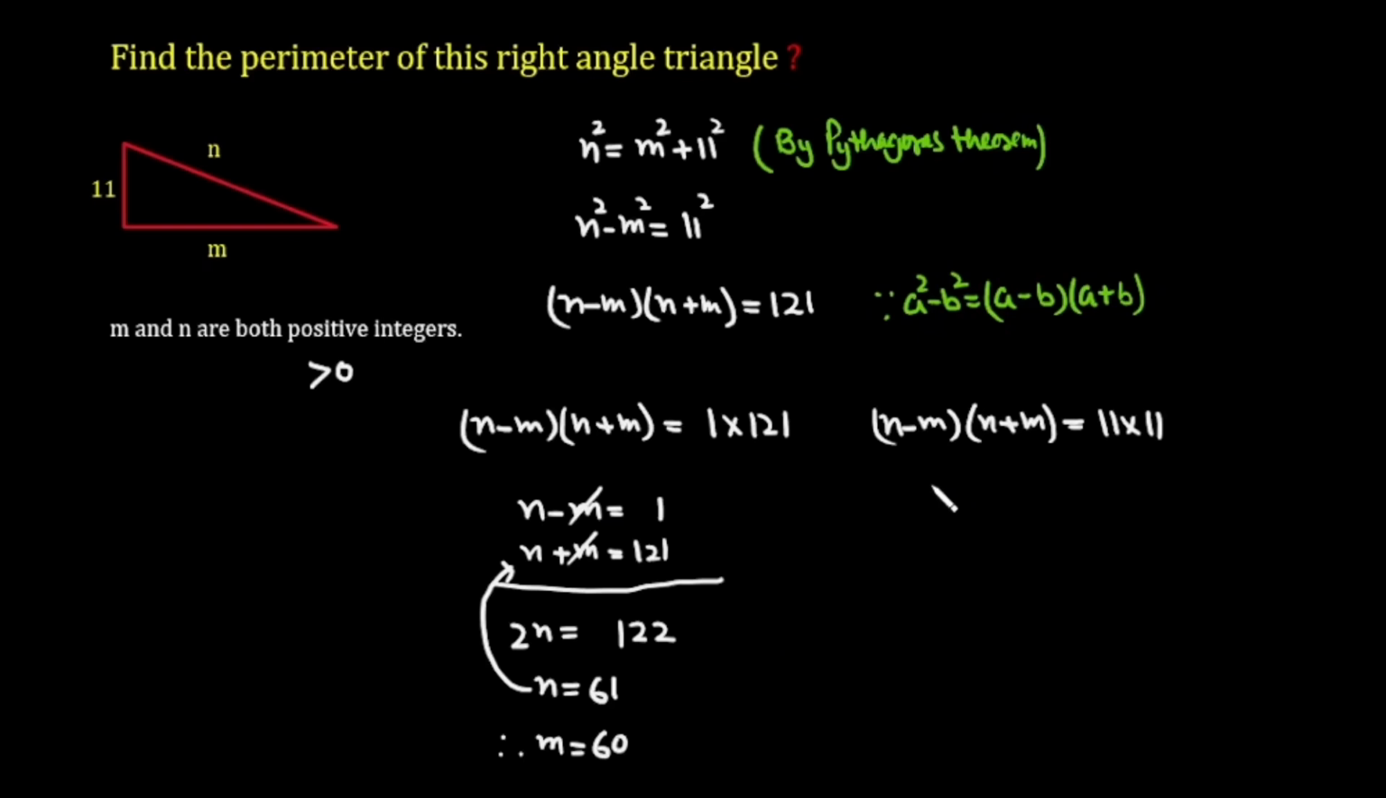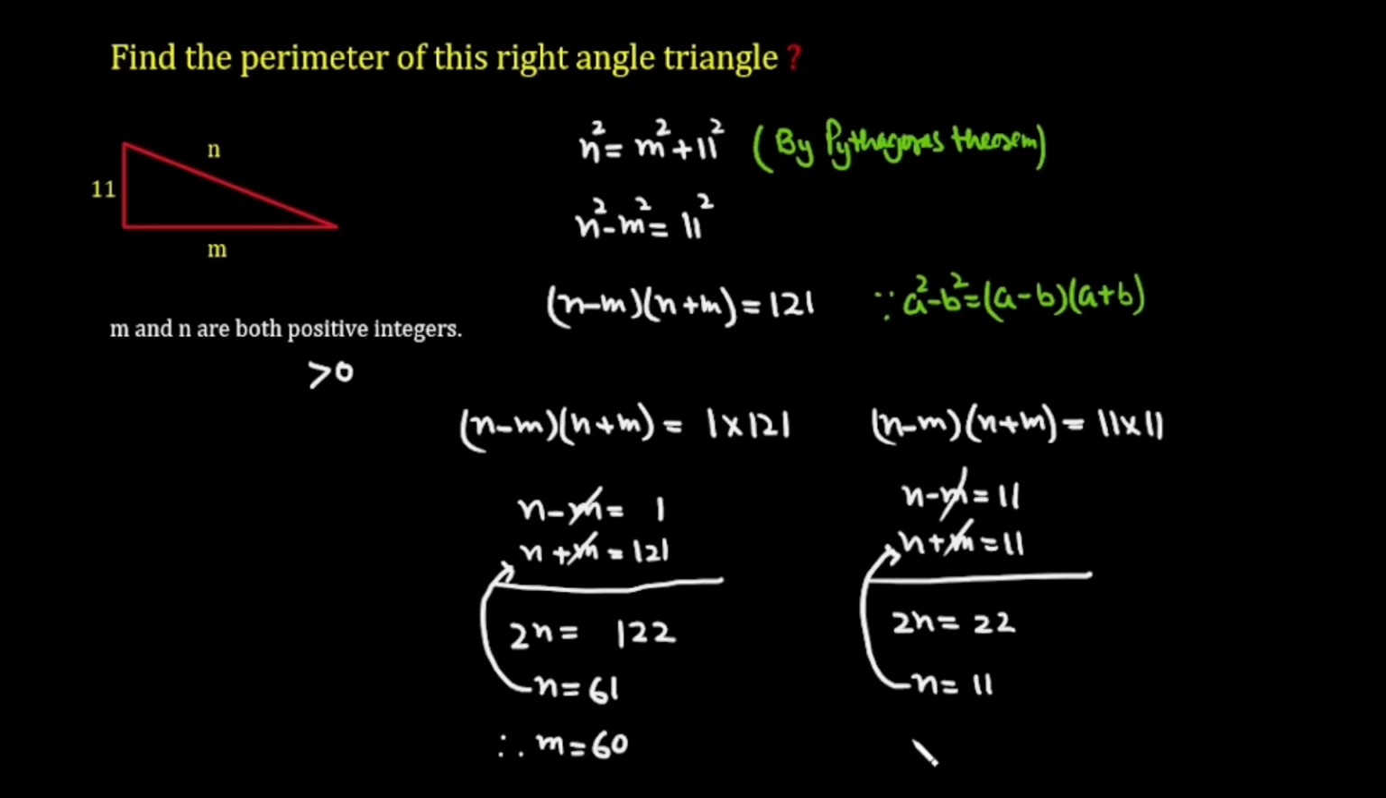In this case, n minus m is equal to 11 and n plus m is equal to 11. Add these two equations to find the value of n. The m will cancel. So 2n is equal to 22, n is equal to 11. Put this value of n in any of these two equations. Therefore, m is equal to 0. So in this case, the side of a triangle is 0. The side of a triangle cannot be 0.